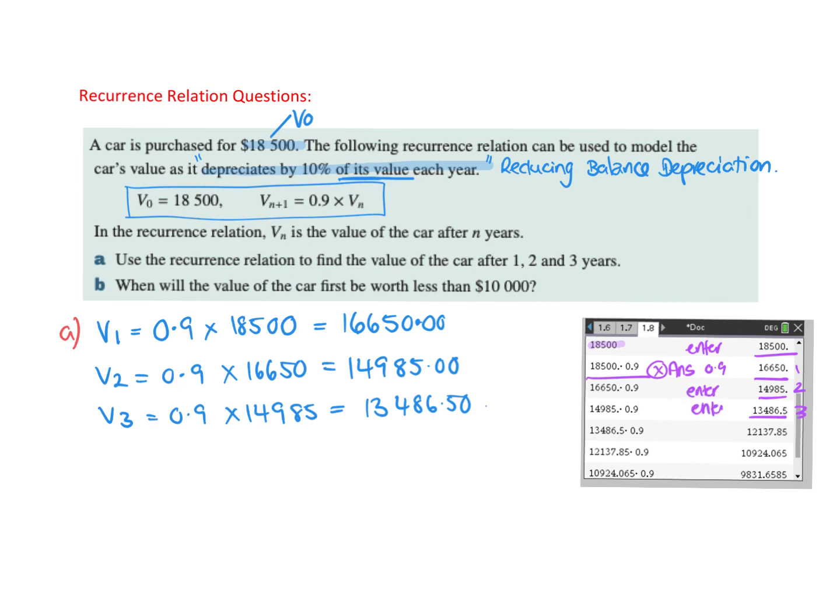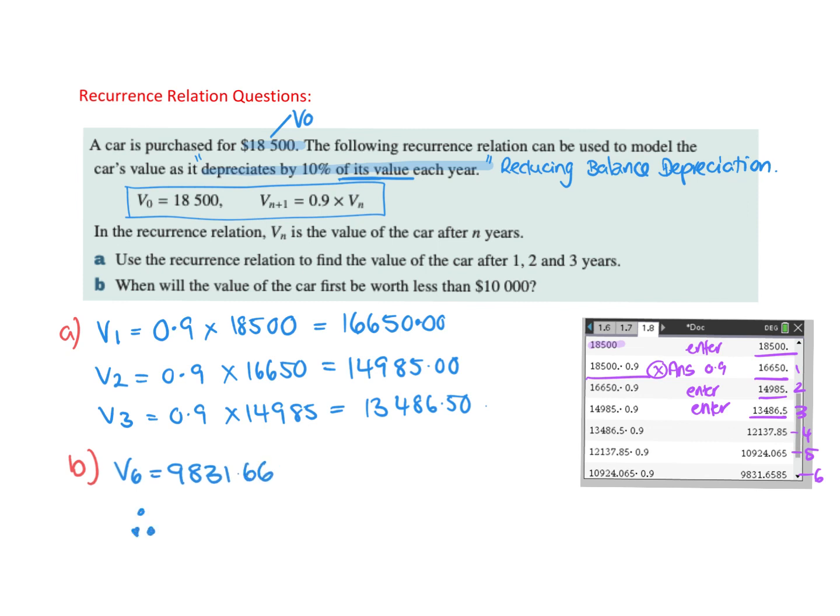It can make it a lot easier, because with our question B, it says, when will the car first be worth less than 10,000? So I was up to 3, and then you can see I kept going, pressing enter. So there's 4, there's 5, and then I can see at 6. So I'm going to say after 6 years, or I'll write what V6 equals. So V6 equals 9831.66.